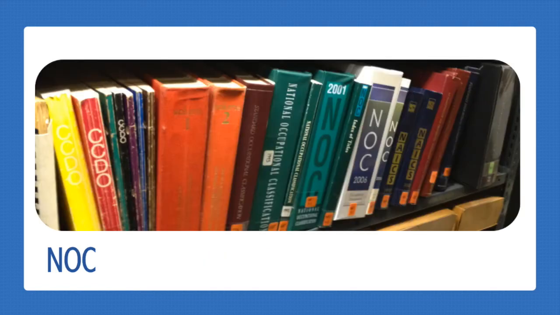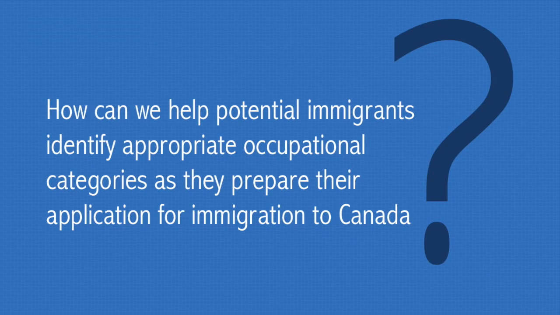The process of selecting a NOC code and selecting an immigration program to apply to is not seamless and requires consulting multiple data sources. How can we help potential immigrants identify appropriate occupational categories as they prepare their application for immigration to Canada?